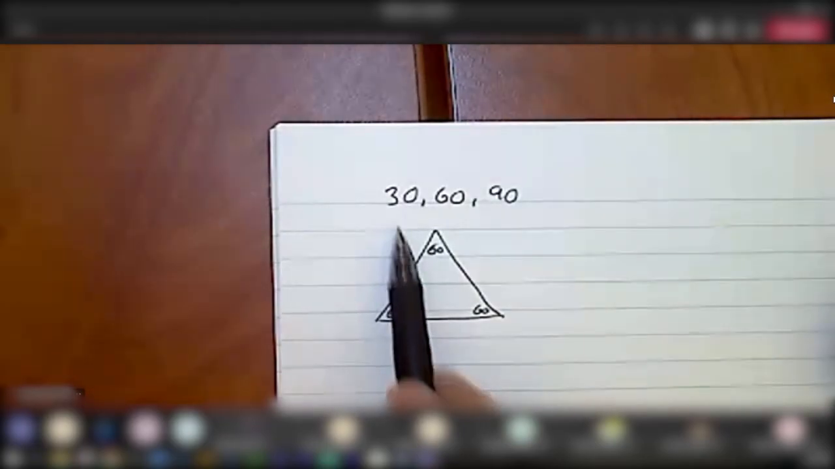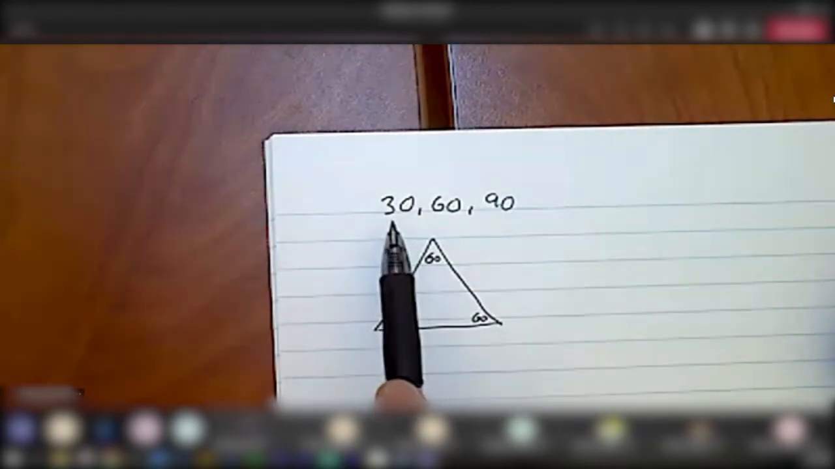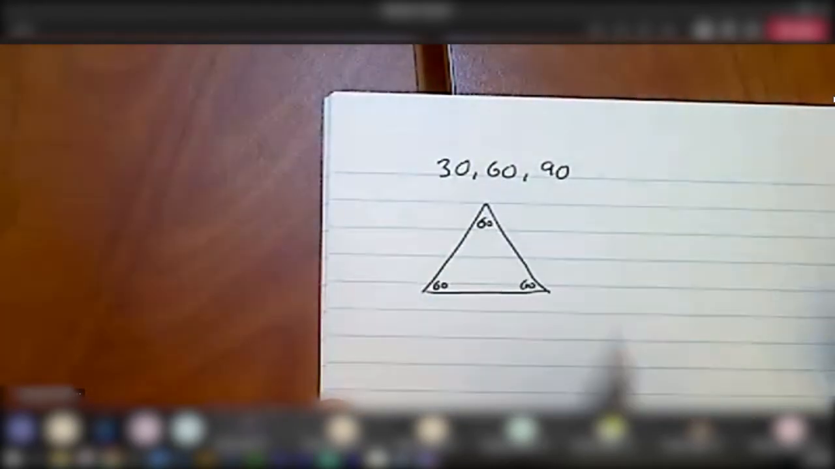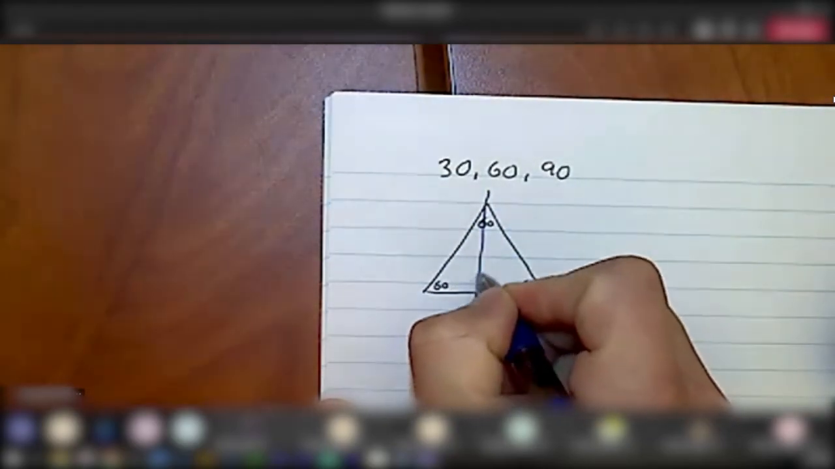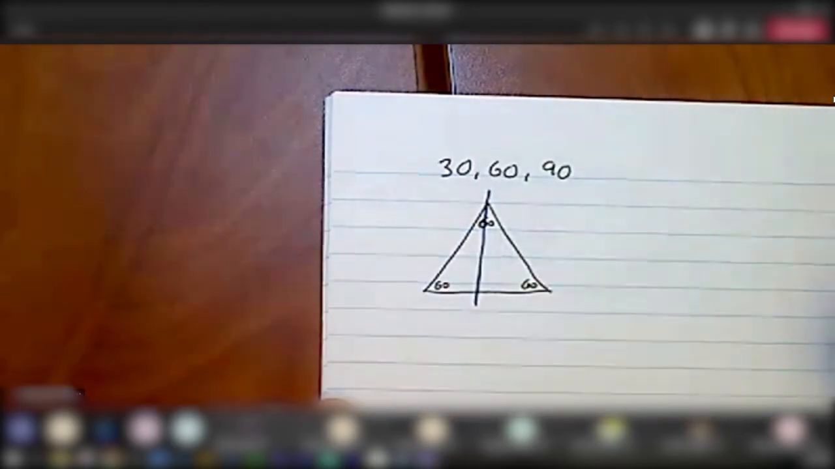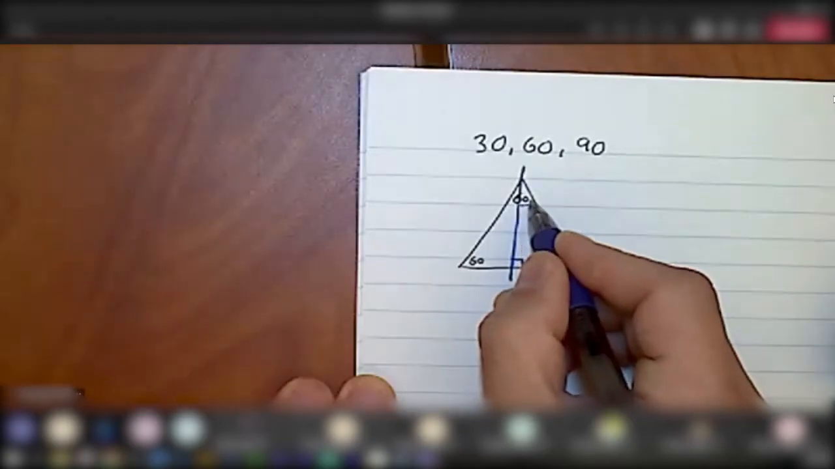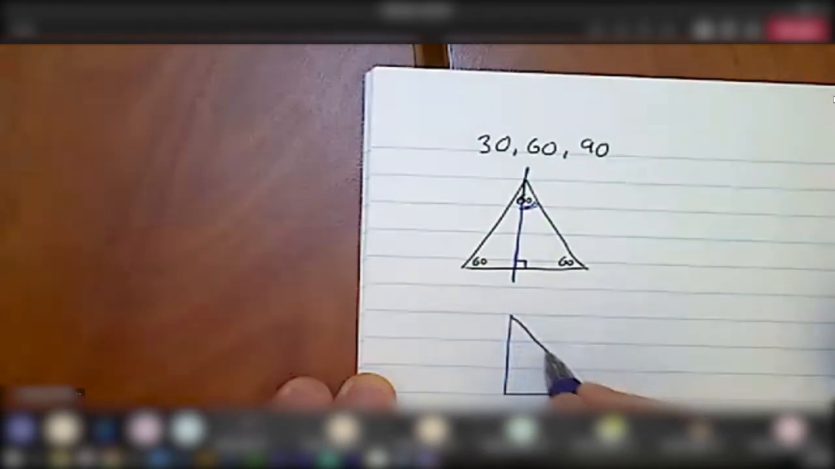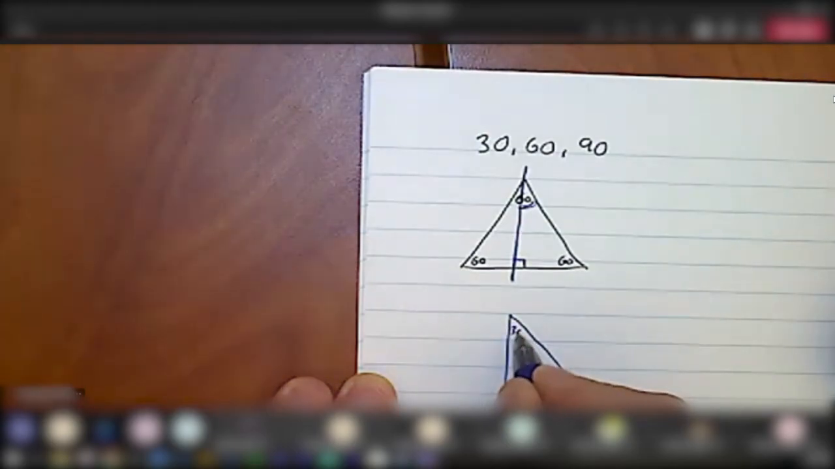Now, I'm telling you that in order to get the 30, 60, 90 triangle, all these angles are 60 to start in an equilateral triangle. Well, in order to get 30, I'm going to have to cut one of them in half. So that's exactly what we're going to do. We're going to take this triangle and split it exactly in half. By doing that, there's the 90-degree angle that I need, and there's the 30-degree angle that I need. So I'm going to redraw half my triangle. There's my 90, there's my 60, and there's my 30.